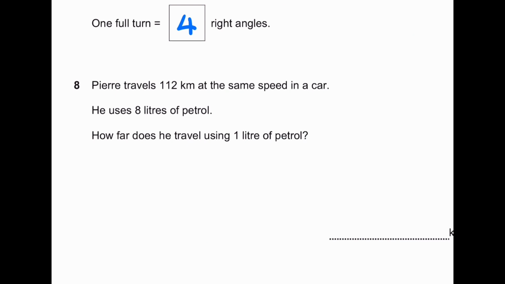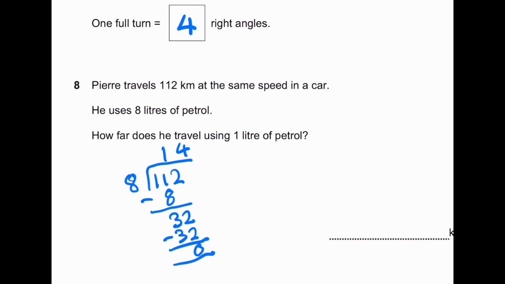Question 8. Pierre travels 112 kilometers at the same speed in a car. He uses 8 liters of petrol. How far does he travel using 1 liter of petrol? So we will divide 112 by 8. 1 8 is 8, minus 3, 2 down, 4 8 22, minus 0. So the number of kilometers he travels with 1 liter of petrol is 14 kilometers.